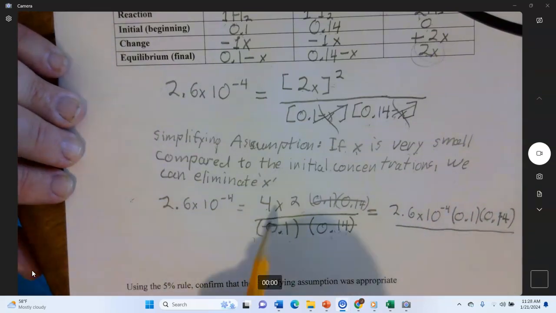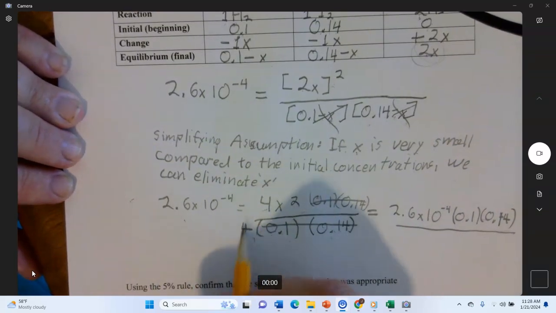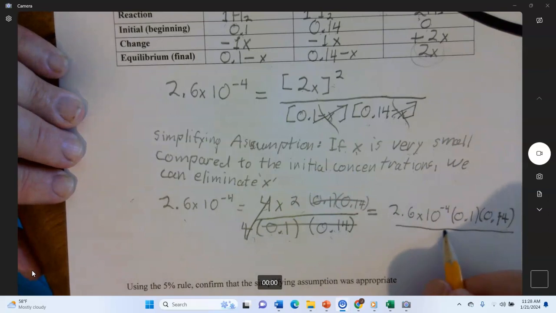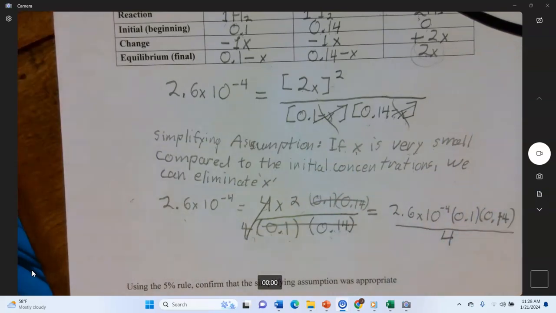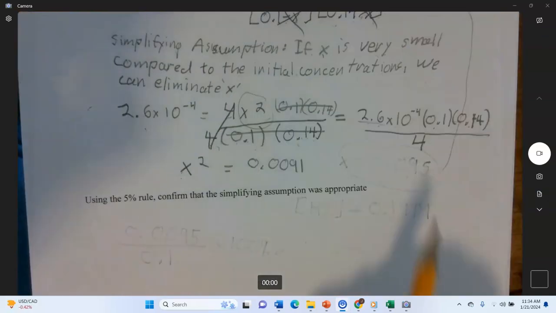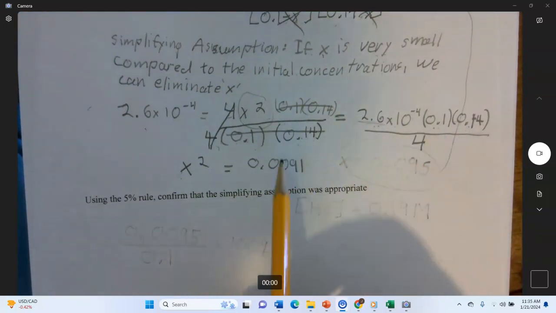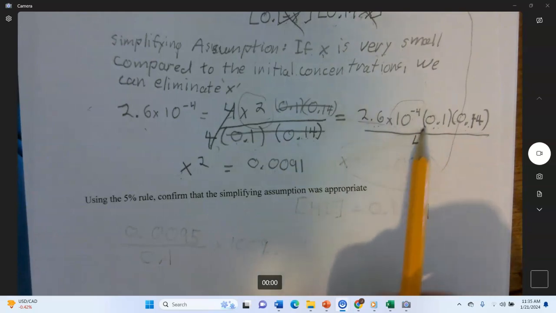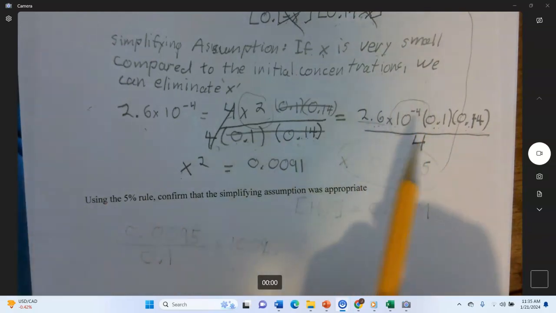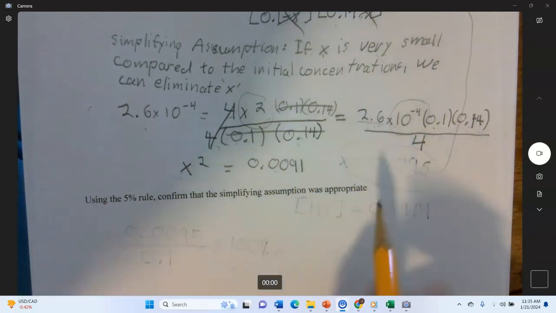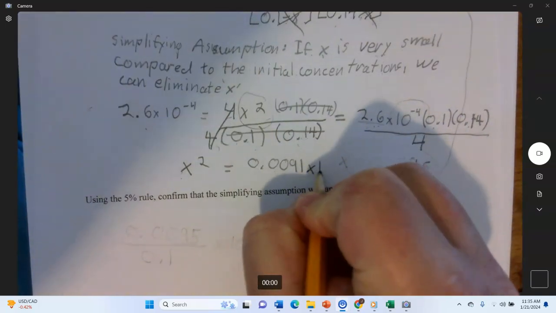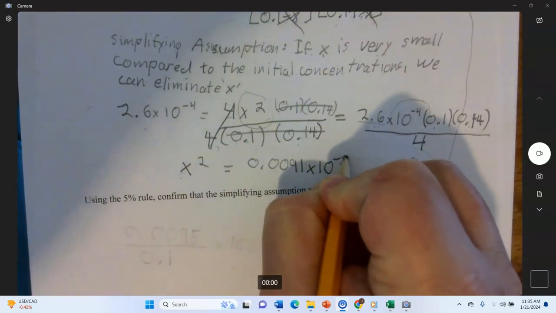And now we divide by 4. So the 4 is going to come down. So it's over 4 here. It's going to cancel here. And we're going to put it over here over 4. So that's what you would end up with. Okay, so 2.6 times 0.1 times 0.14 divided by 4 will give you this, but now you've got to tack back on this. Don't forget that. You left it off just to deal with the coefficients, and now it's times 10 to the negative 4th.